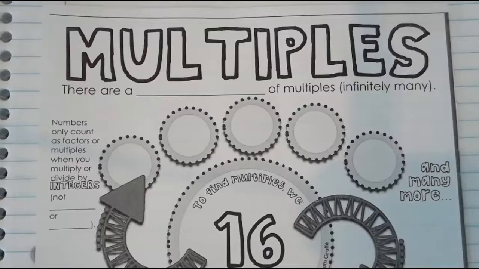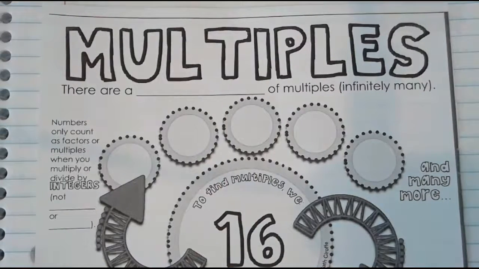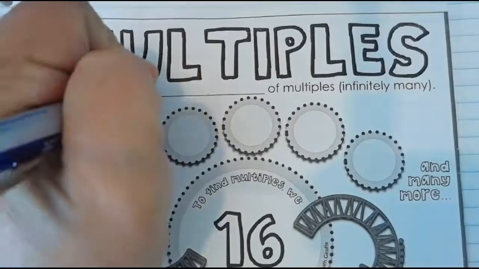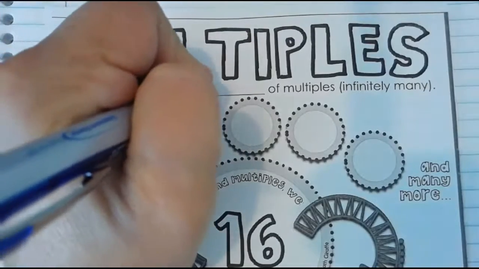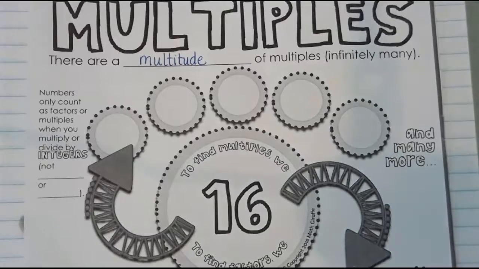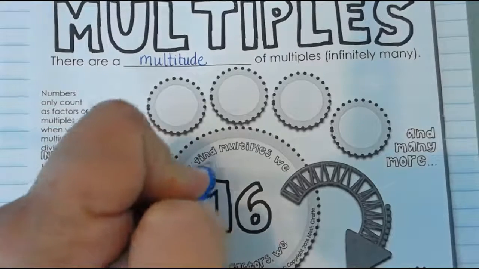So we're going to start on the page with multiples. Hopefully you've glued it in, you're ready to go. First blank that I see here says there are a blank of multiples, or infinitely many. The word that we're looking for is multitude. There are like many, multitude. Okay? When we think of multiples, we try to find multiples. We will always multiply.